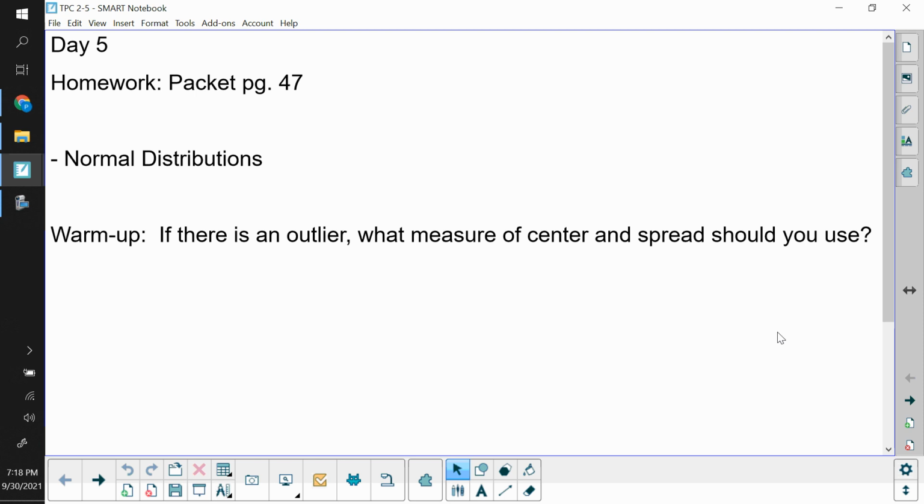Hi everyone, in your planners, we can be writing down day 5, which will be on page 47 in the packet. We're going to look at normal distributions today. Some additional things that you've got going: you've got your test 2 corrections you can be working on Delta Math, and you've also got your next problem set that you can be working on as well.